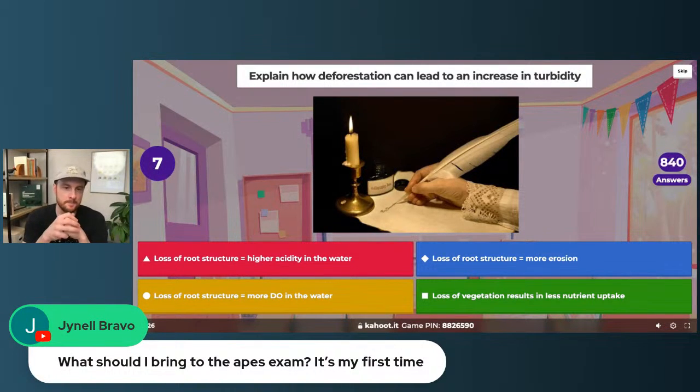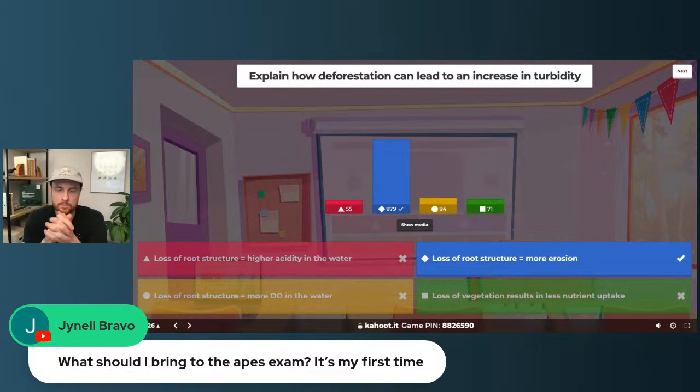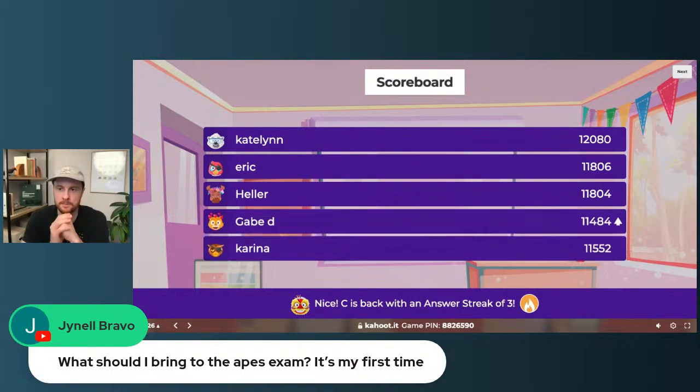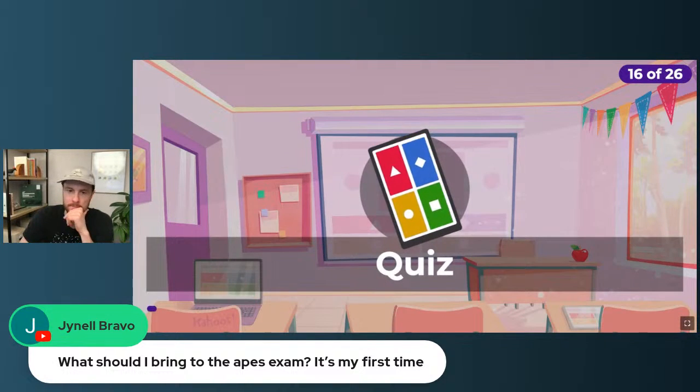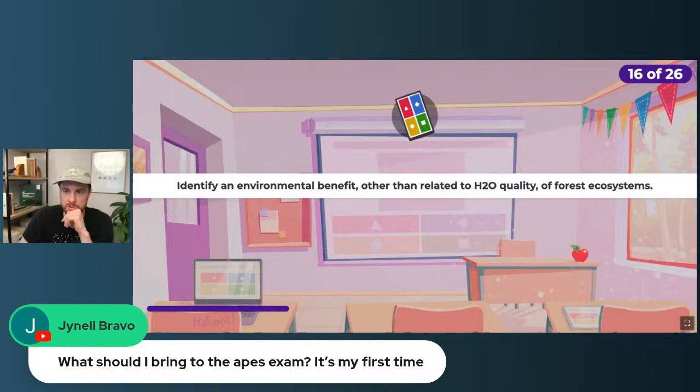Good question here. What should I bring to the APES exam? It's my first time. Just a calculator if you want your own. Some schools provide them to students, but I would err on the side of caution and bring your own calculator, especially one that you're comfortable using.